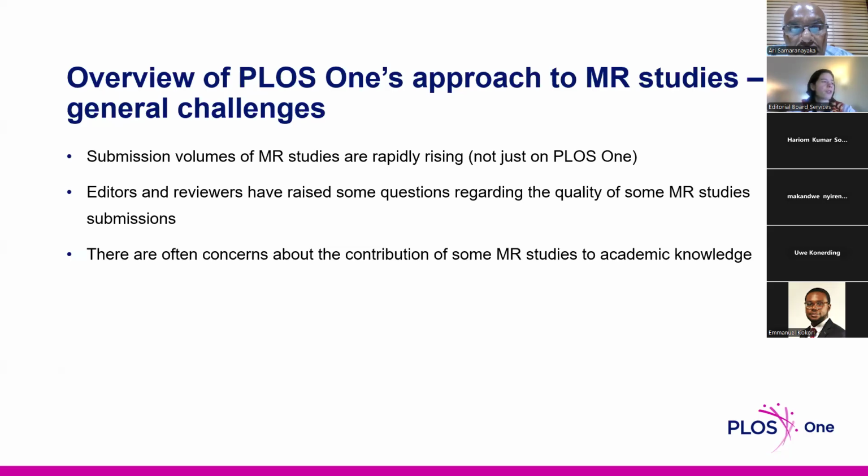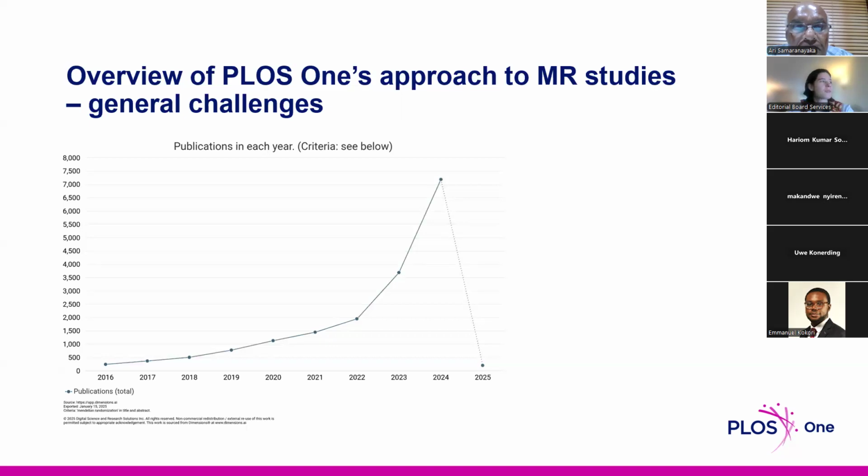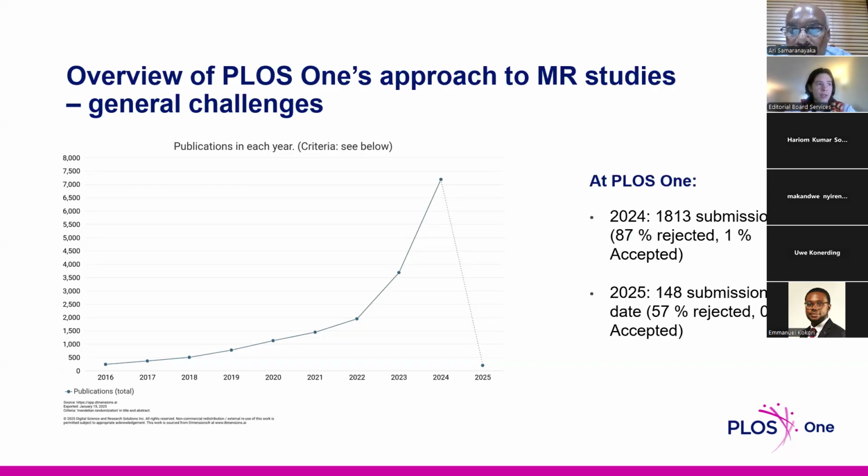And because there are so many, this is just to show you what we mean by rising submission volume. This is a graph taken from Dimensions, just looking at published Mendelian randomization studies. And you see that in 2016, there were maybe 200 published. And in 2024, this skyrocketed up to 7,500 publications. So they have just been absolutely exploding. And at PLOS One specifically, in the year 2024, we had over 1,800 submissions of Mendelian randomization studies, out of which only 1% reached acceptance state. So this gives you an idea that these studies tend to have certain flaws, and we need to put policies in place to just make sure that what we publish is robust and good science.